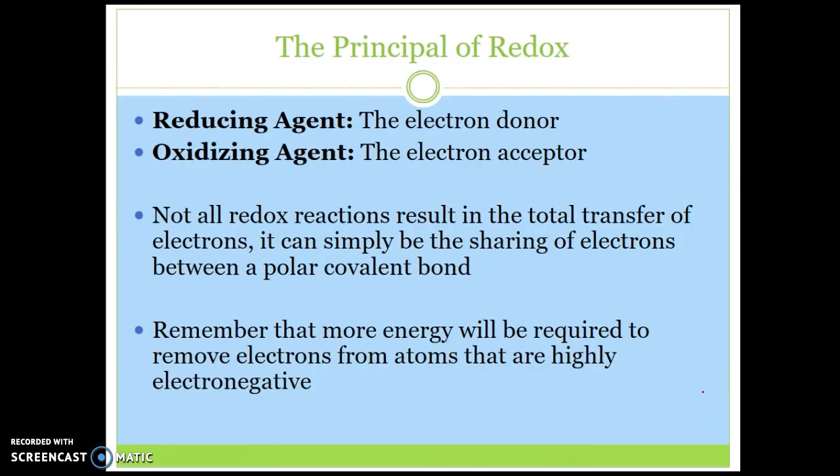So the substance that donates the electron is going to be known as the reducing agent. The reactant that donates the electron is the reducing agent, and the reactant that accepts the electron is going to be known as the oxidizing agent. And remember that not all the time are electrons just stripped and moved, but they can be shared in a polar covalent bond. It does take much more energy to actually remove the electrons.